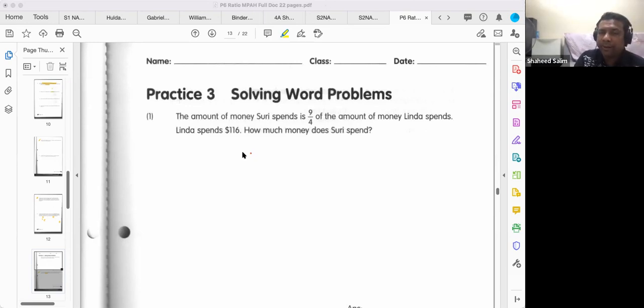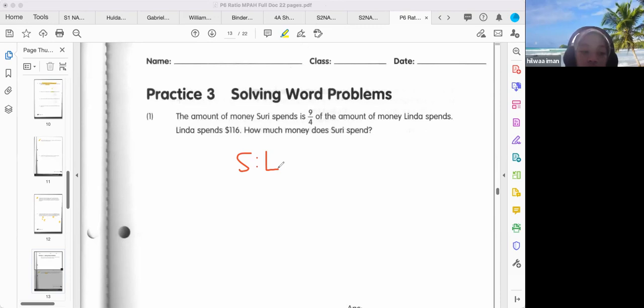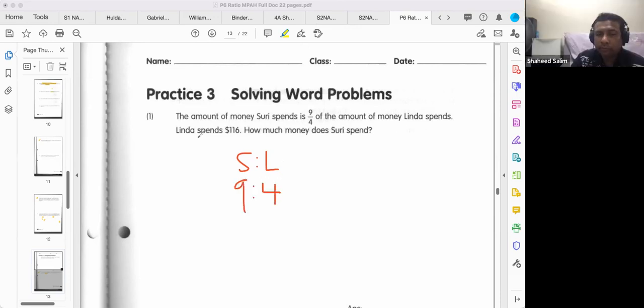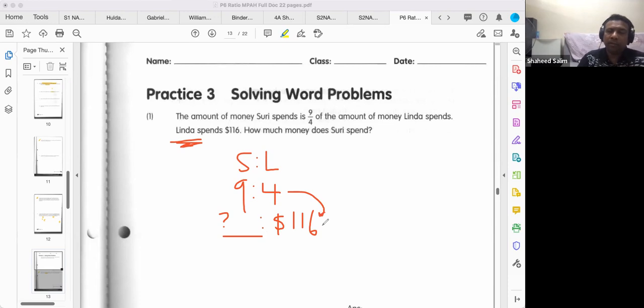Suri is to Linda the money. What is to what? It's 9 to 4. So 9 to 4, huh? This one is Linda's money now. Linda's money is how much? 116. Now we will find Suri's money. So how? This one you times by what? You get 116. What number can you find out?